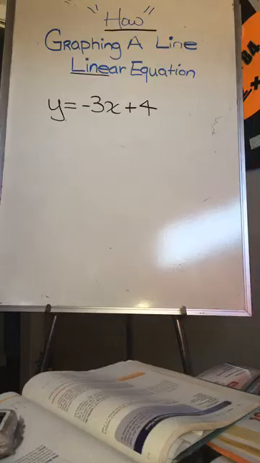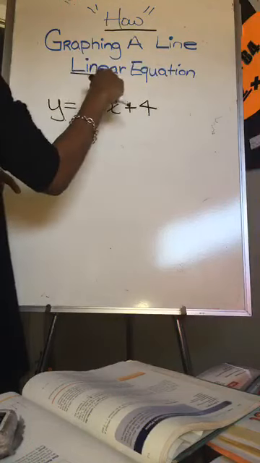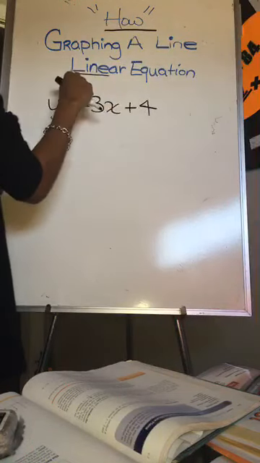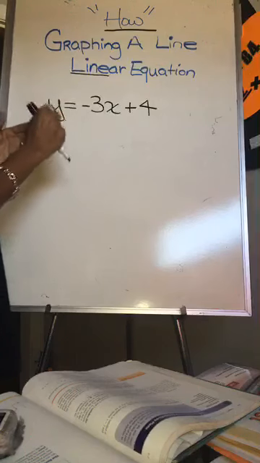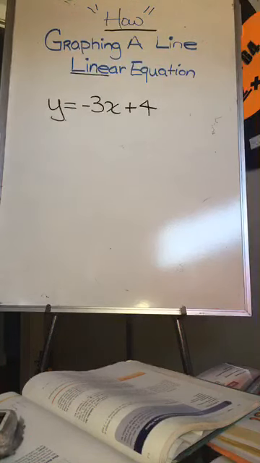Let me check my board here. How do we look at this equation and know what to do so we can graph a line? Linear means that you're graphing a line. You see L-I-N-E? It is the root word in linear. I am big on vocabulary because you will find your answers in your definitions, in your words, in your terms, in your vocabulary.